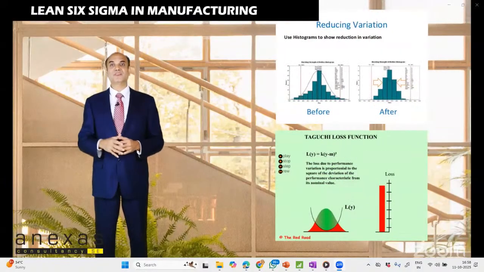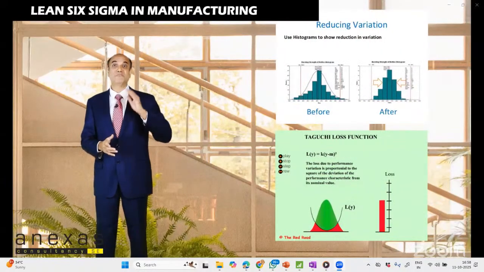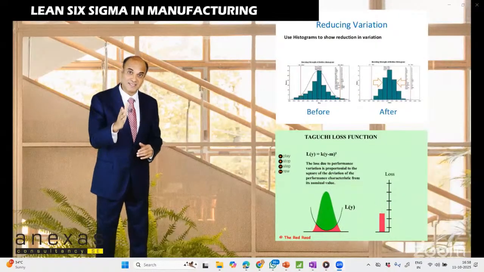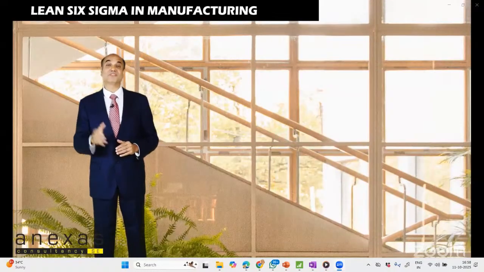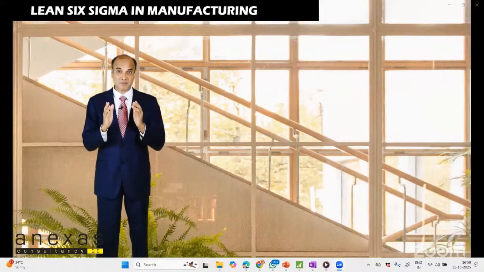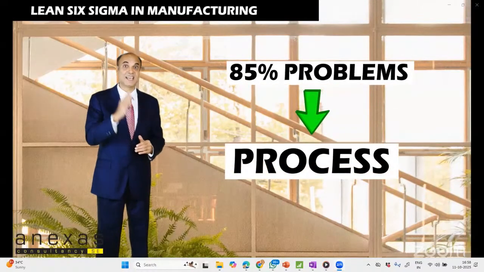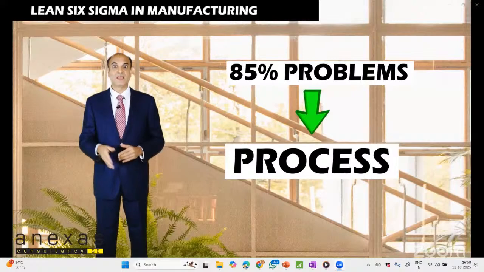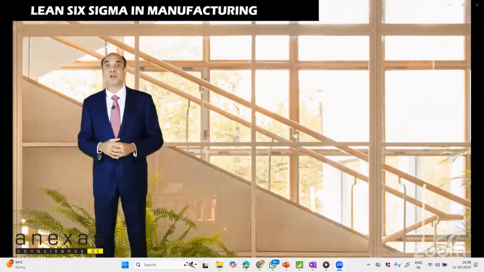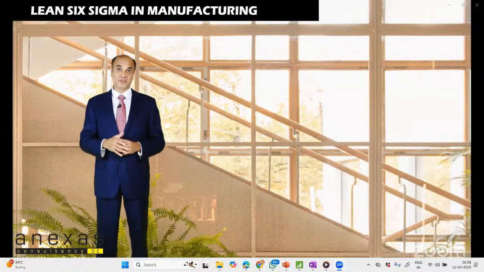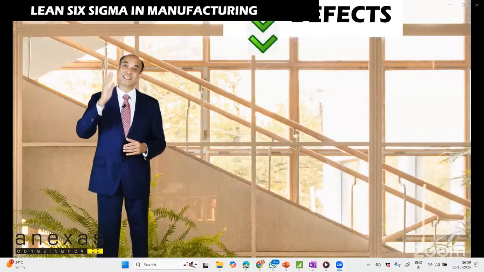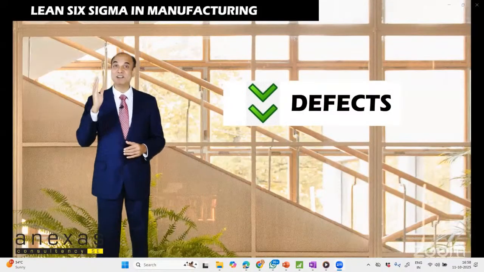Secondly, Lean Six Sigma focuses on solving the problems caused by a process. Here we focus on the processes, not on people, because we believe that 85% of the problems are due to the processes and not due to the people. Defects in your product can cost your organization a fortune. So the focus is on reducing the defects by focusing on the processes.